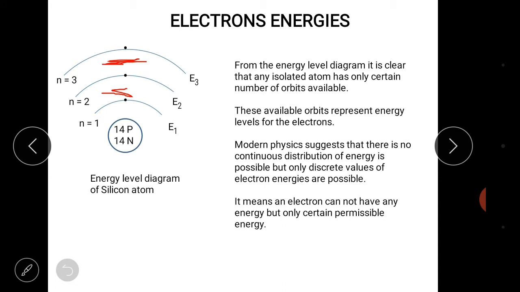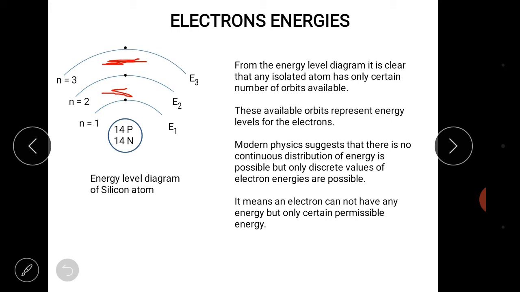This is the diagram of the energy level of a silicon atom. Here 3 orbits are shown, n equals 1, n equals 2 and n equals 3. From the energy level diagram, it is clear that any isolated atom has only a certain number of orbits available. These available orbits represent energy levels for the electrons.